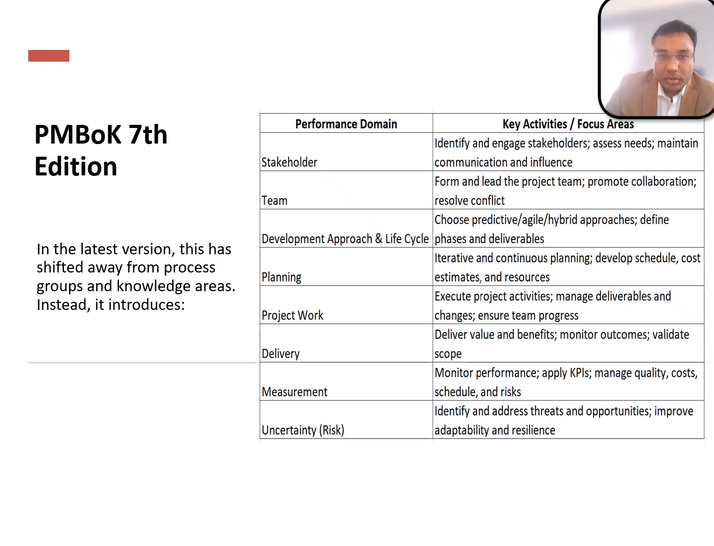This I talk about the PMBOK, the 7th edition, which is the latest version. This has shifted away from process groups and knowledge areas, and instead introduces performance domains. So rather than how you do a process, how you action it, it gives you the why and what: the performance domain that you need to look into.